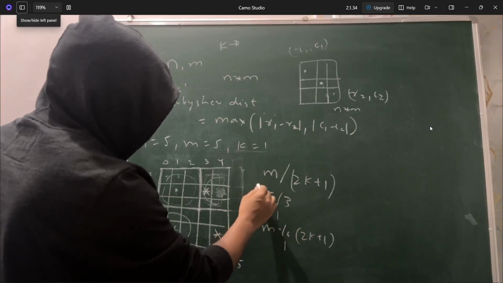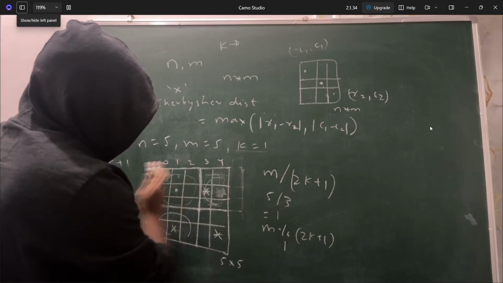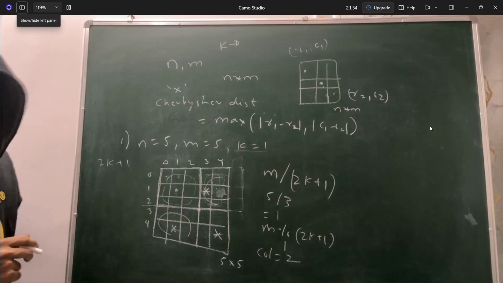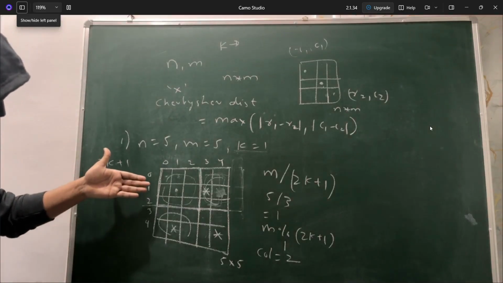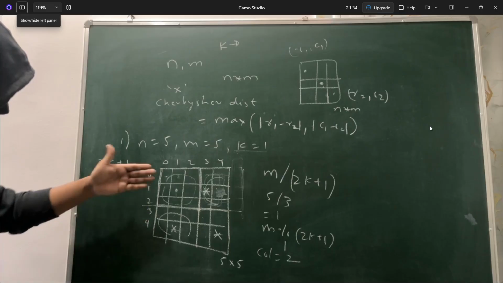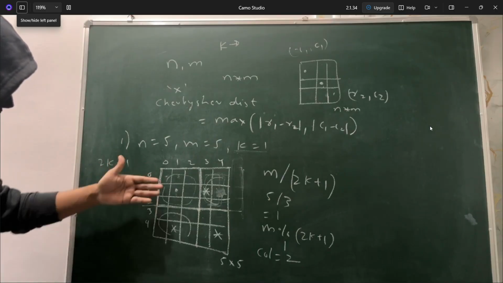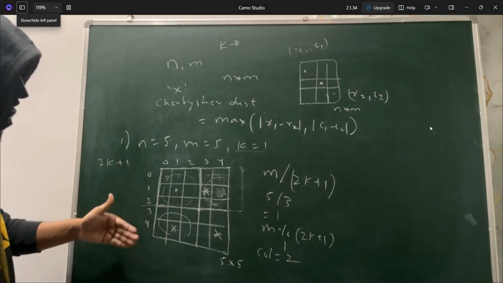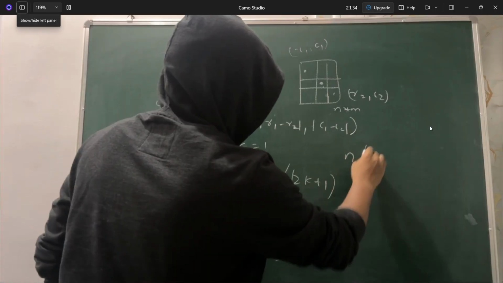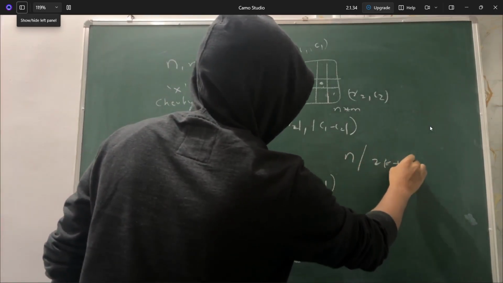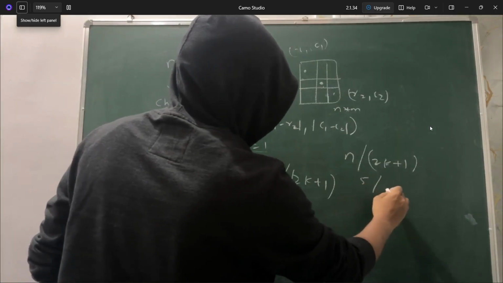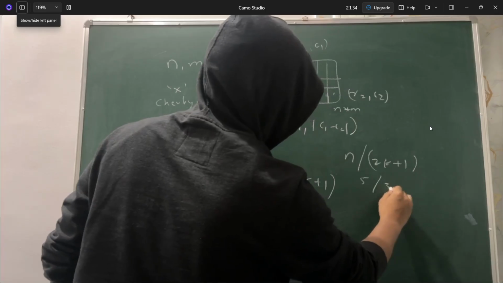So basically, in the column side you can place two sensors. In the same way, you can find out how many sensors you can place downside. So n is the number of rows. How many can you place? It will be given by n divided by 2k plus 1. Here n is again 5, and divided by 3, which is 1.